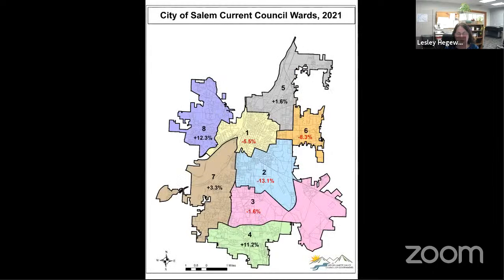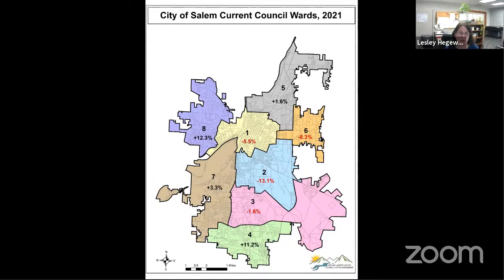So this is the current city council wards. The first step of this process was to do an analysis of the current wards. And you can see here in black, these are the population thresholds that are over the target population. These are the ones that are under, the red ones. So the target population is calculated by taking the total city population, which is 175,535, and dividing that by 8 wards. And we get a target population of 21,942. So the goal is to balance the population within 5% of that number.